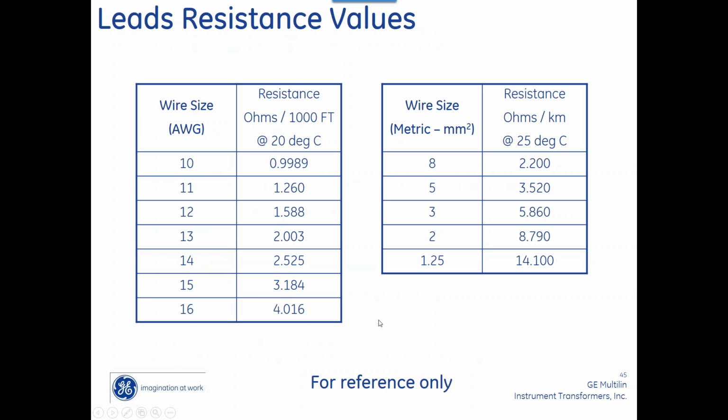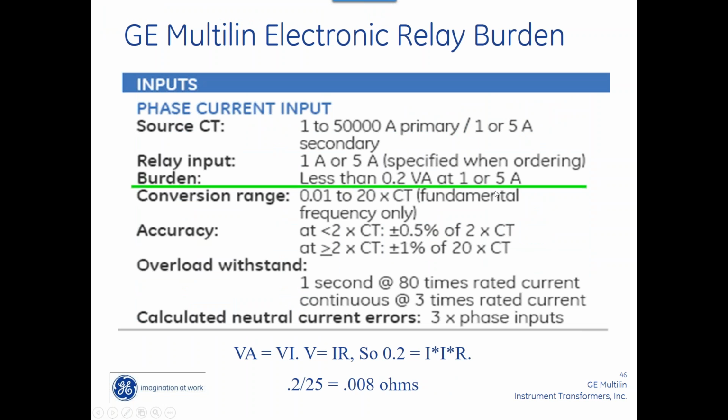If we look at wire, the rule of thumb a lot of us use is 10 gauge wire is good for about 1 ohm per 1,000 feet. A 12 gauge wire is about 1.6 because we want to be conservative on this. And 14 is about 2.5. Okay, so that's just rules of thumb for you.